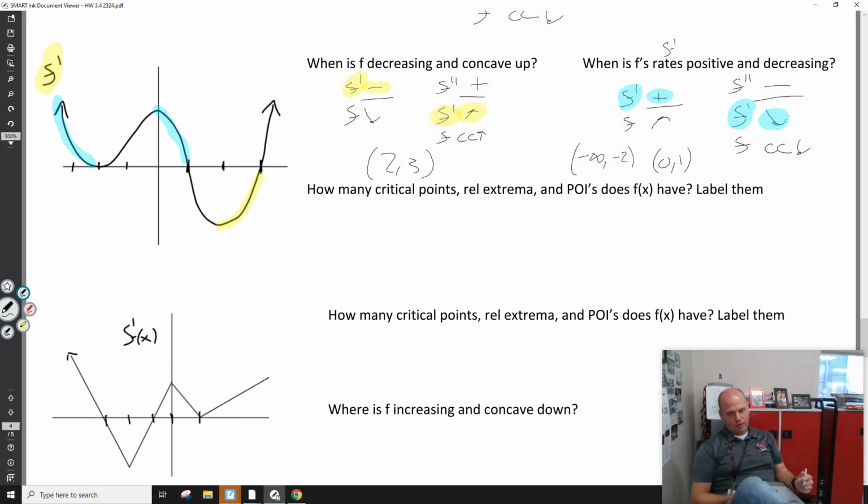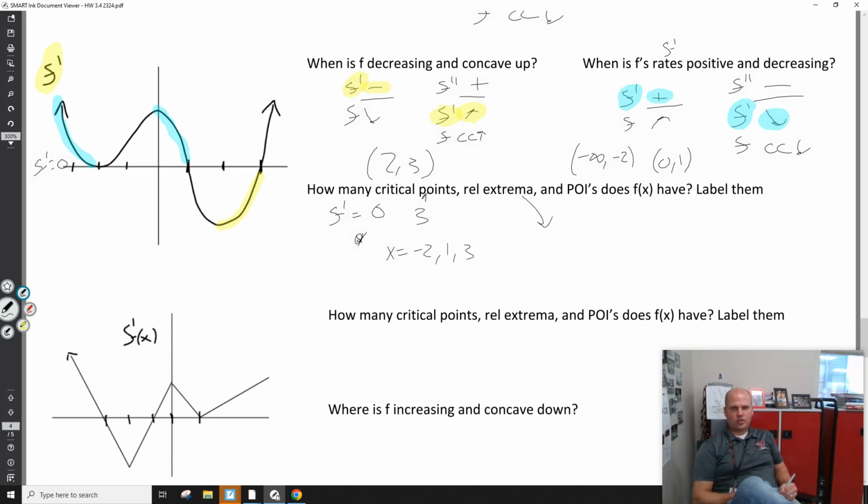All right, now it's asking you about everything. How many critical points do we have? Critical points you have are when F prime equals 0. Okay, when does F prime equal 0? At negative 2, 1, and 3. So we have 3 critical points.